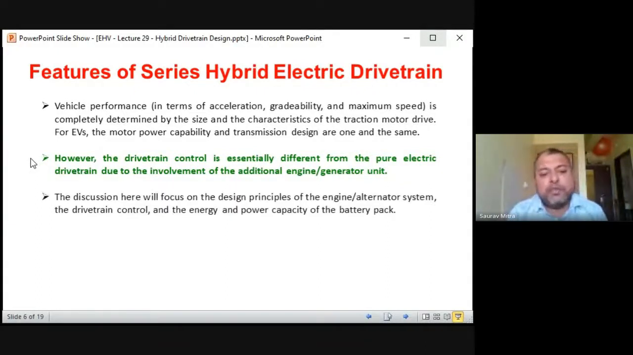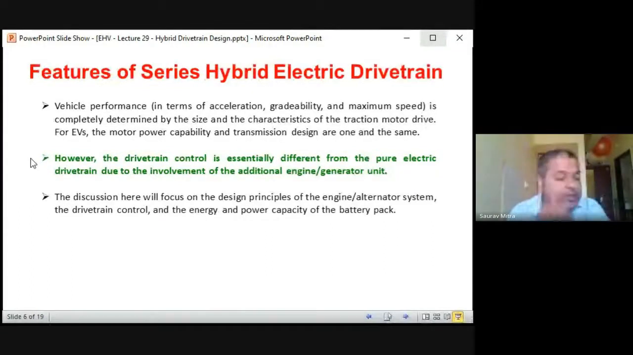The discussion here will focus on the design principles of the engine generator system, the drivetrain control, and the energy and power capacity of the battery pack. So there are two sources. The main source is engine generator, and the auxiliary source or PPS source. PPS is a word which will be used repeatedly in this chapter. PPS stands for peaking power source. In the previous chapter, we did not use this term. In this module, we are using this term a lot.